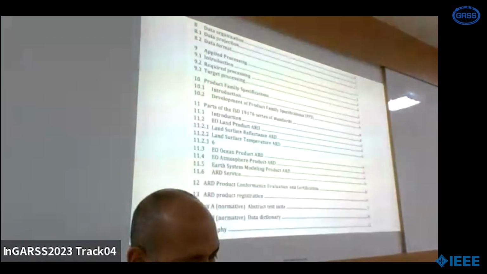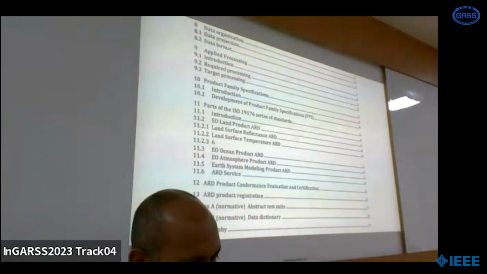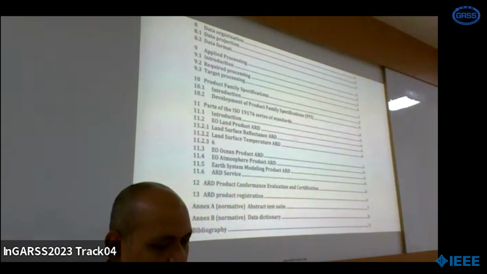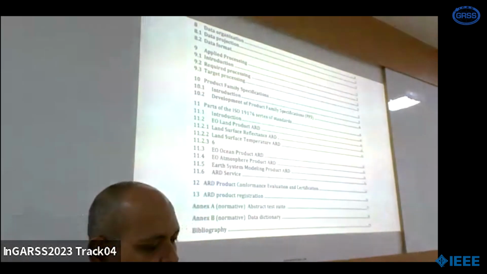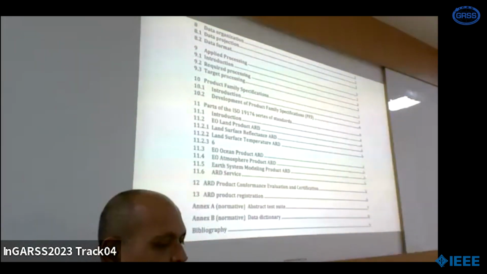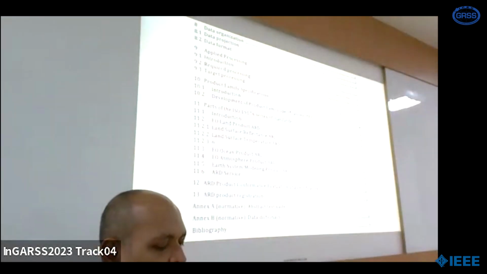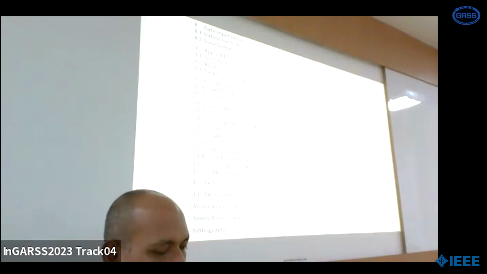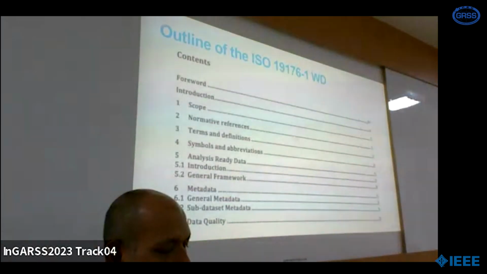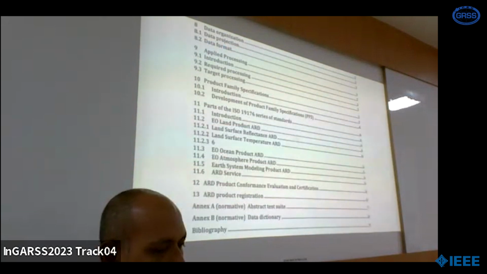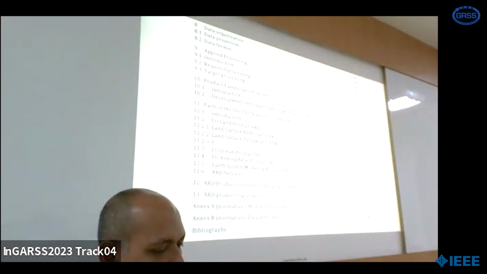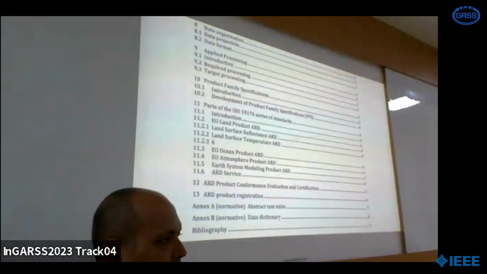Continuing on the outline, Clause 8 is data organization, which defines how you organize ARD data in the data structure format. Sorry, I should have gone to the previous slide first. This is what we are doing: item number 6 is metadata and number 7 is data quality. That is what we are doing right now. The next parts, data organization and applied processing, we haven't yet started.